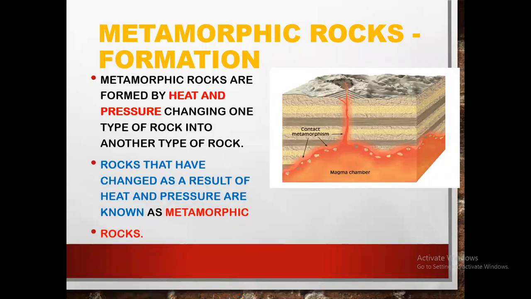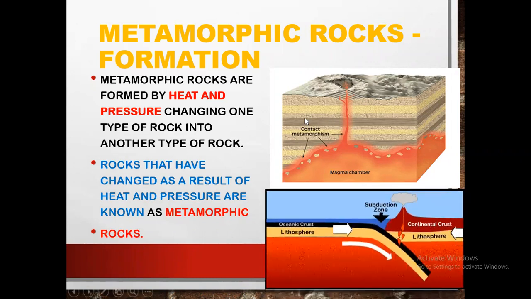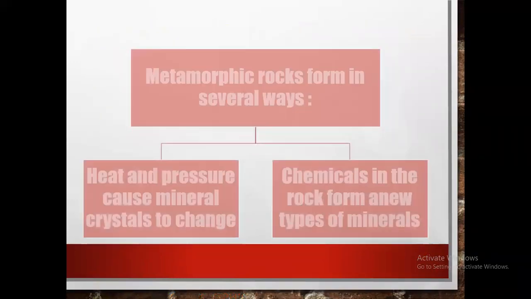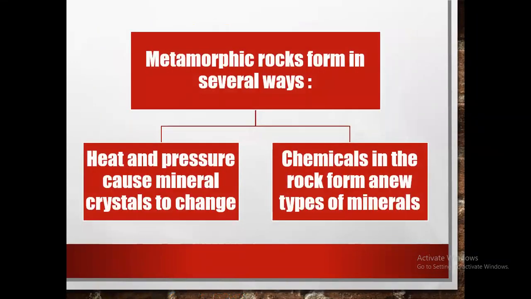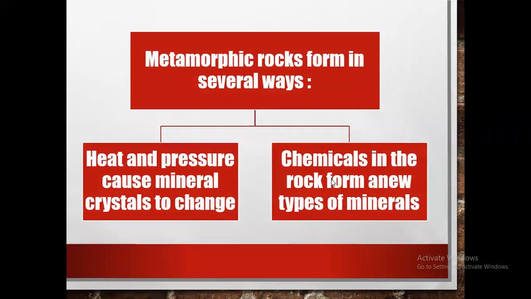So we can put a definition for it. Rocks that have changed as a result of heat and pressure are known as metamorphic rocks. So metamorphic rocks form in several ways. Heat and pressure can cause mineral crystals to change, and even chemicals in the rock form new types of minerals.